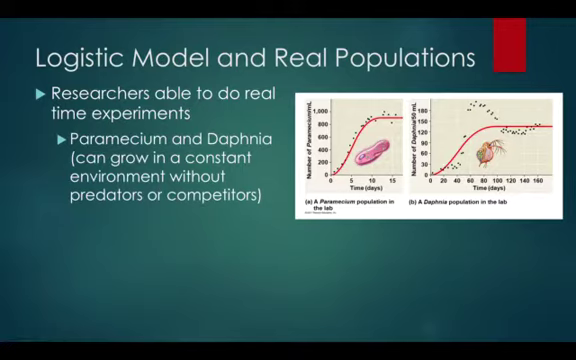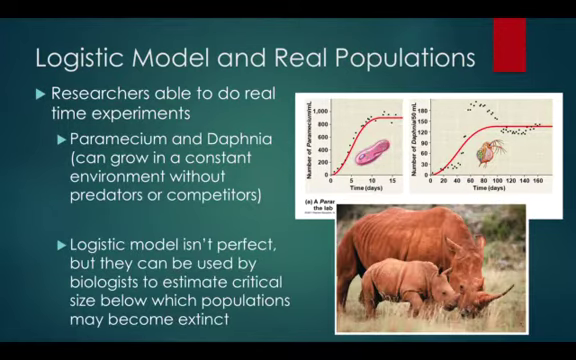Researchers are able to do real-time experiments to look at this type of population growth. We can use single cells or very simple organisms such as paramecium or Daphnia, those small crustaceans, because they can grow in a constant environment without predators or competitors. And so we can actually run experiments to visualize and actually see this in real time. The logistic model isn't perfect, however, but it can be used by biologists to estimate the critical size below which populations can become extinct. So this was incredibly important to predict when some of our black rhinos were going to be going extinct.